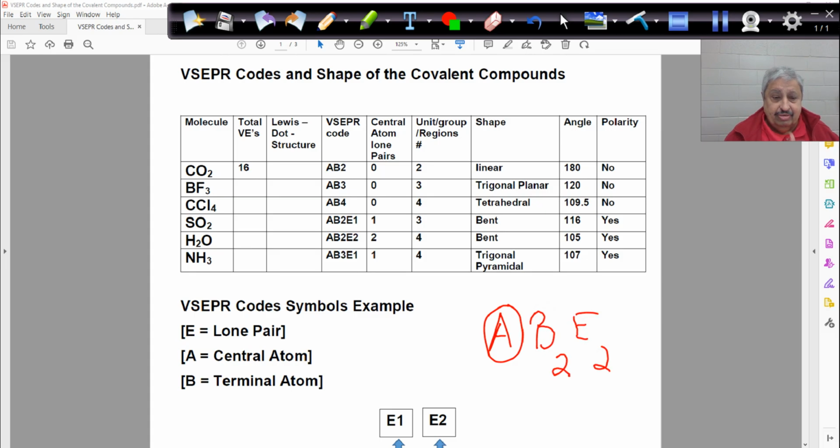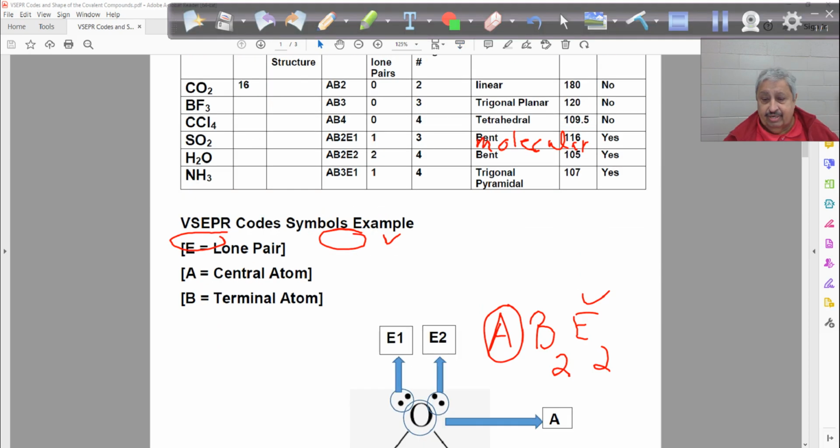So we can look at what the molecular shape will be. This shape is the molecular one, correct? That's the molecular one. So where is it? Somebody tell me where it is. AB2E2, H2O, correct? That is the code here. How many lone pairs? Two lone pairs, correct? How many regions do we have? Four regions, correct? How do we know the regions? We call them unit or group or region, it's the same thing.